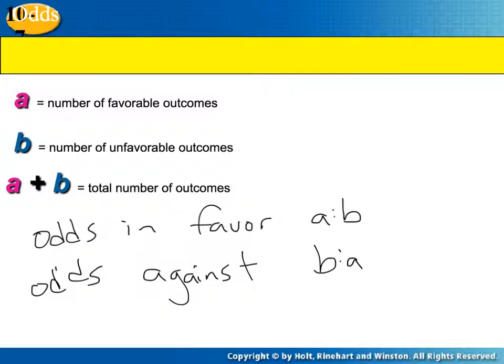I also want to have you write this down. Please write this down, and I'll explain it. All right, so again, if we have A and B, A being the number of favorable outcomes, B being the number of unfavorable outcomes, A plus B is the total number of outcomes. So when you do this, if I talk about odds in favor, favorable outcomes come first. The A comes before the B. Odds against, B comes first, B before the A.